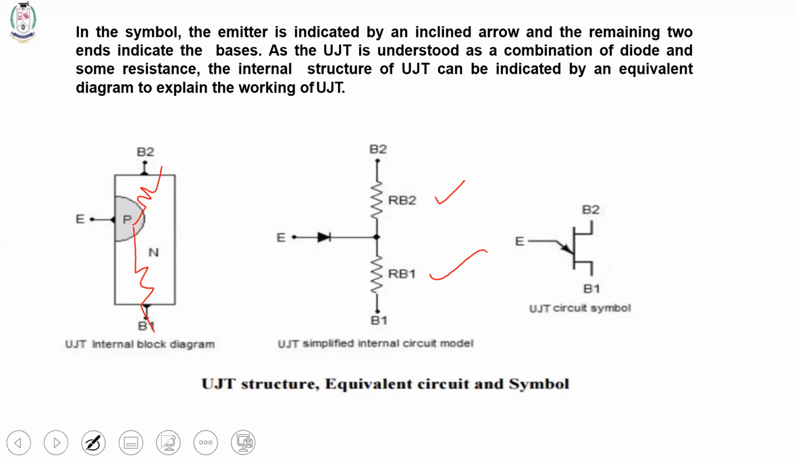So I am connecting my RB1 and RB2, base 1 and base 2, simply representing them by resistances. And it forms a PN junction, so I am representing it here by the diode. So the UJT simplified internal circuit model is very, very important, because while I'm explaining the working of UJT, I have to explain this. Are you clear or not? So RB1 and RB2 I'm representing by the resistances, and the PN junction I'm representing by the diode. So this will be your internal block diagram, this will be your circuit model, and this is your symbol. Are you clear or not? Okay.